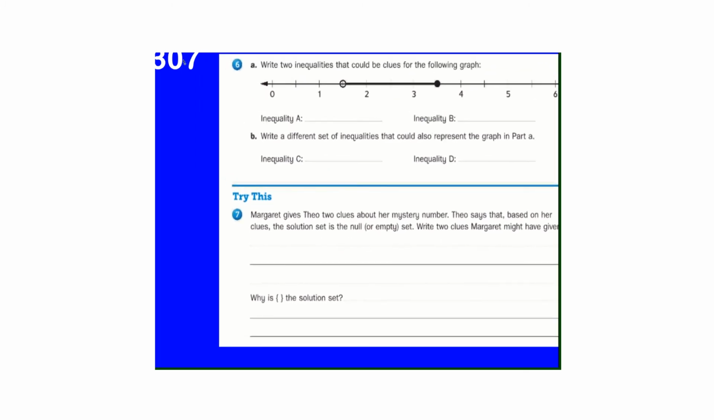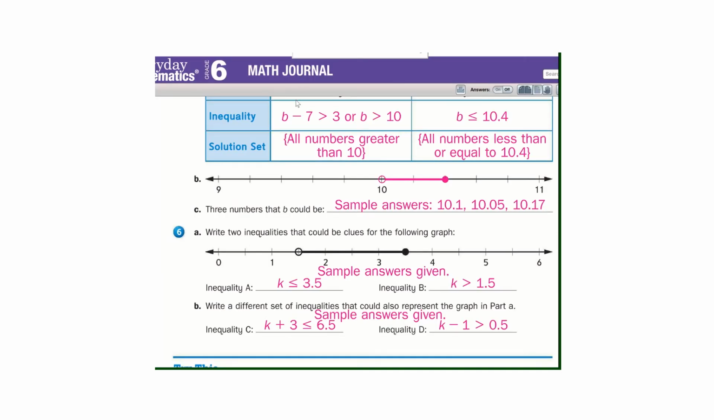Okay, now you're going to make two inequality clues. You make the clues for the number line they gave you. And now letter B says write a different set of inequalities that could also be represented by this graph. So pause the video and do number 6, A and B. Okay, look at number 6. The answers are there. Sample answers are given.